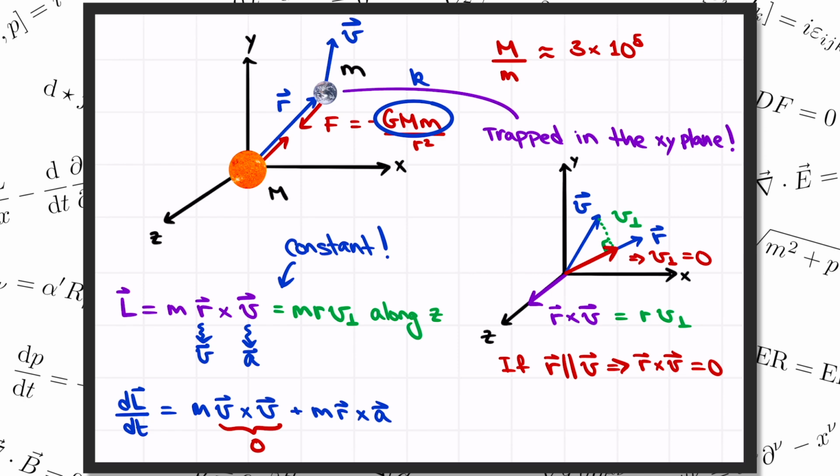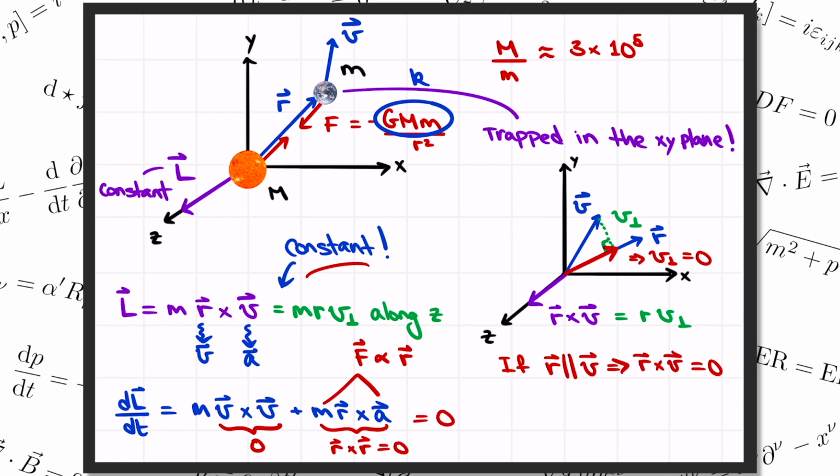As for the second term, notice that m times a is the force on the planet. But according to Newton's law of gravity, the force is pointing along the radial line from the star to the planet, which is parallel to the position vector r. Therefore, the second term also vanishes, and the rate of change of the angular momentum is 0. So L is indeed a constant.